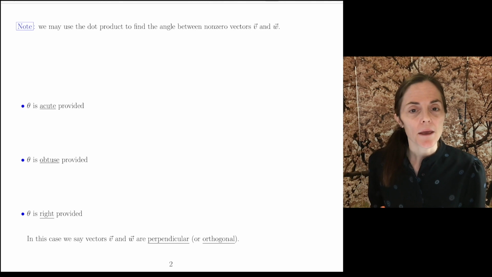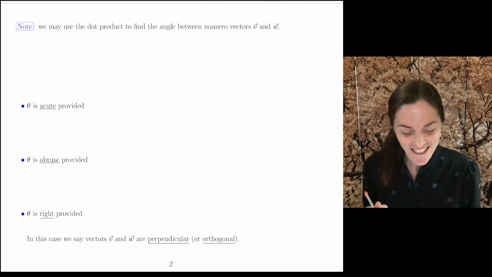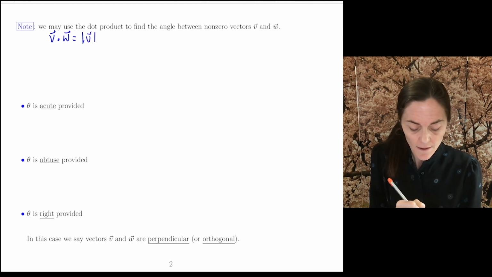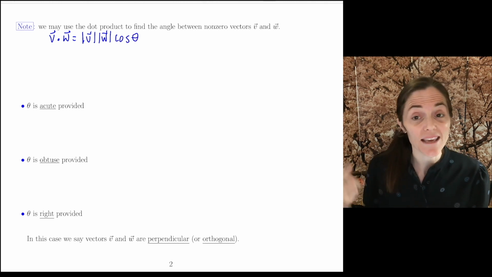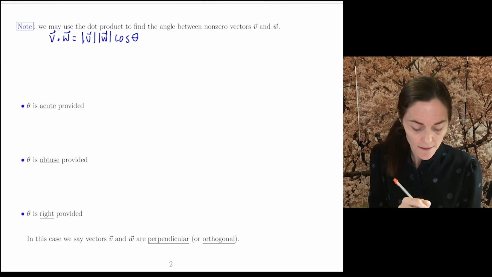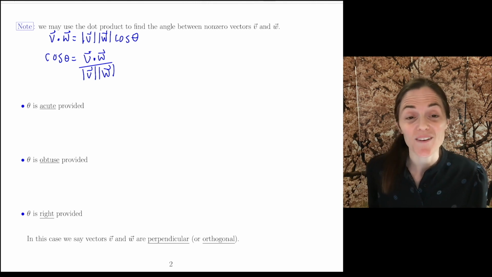Now, we may use the dot product to find the angle between two non-zero vectors v and w. So what did we just write down? We just wrote down that v dot w is length of v, length of w times cosine theta. If v and w are non-zero, then so are their lengths, and I can just divide by the lengths. I get cosine theta is v dot w divided by the length of v times length of w. So this gives us a value of a cosine.